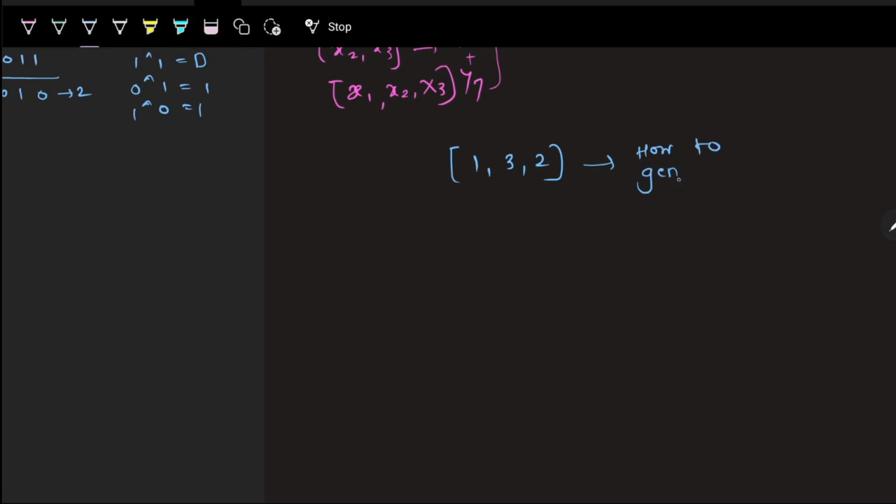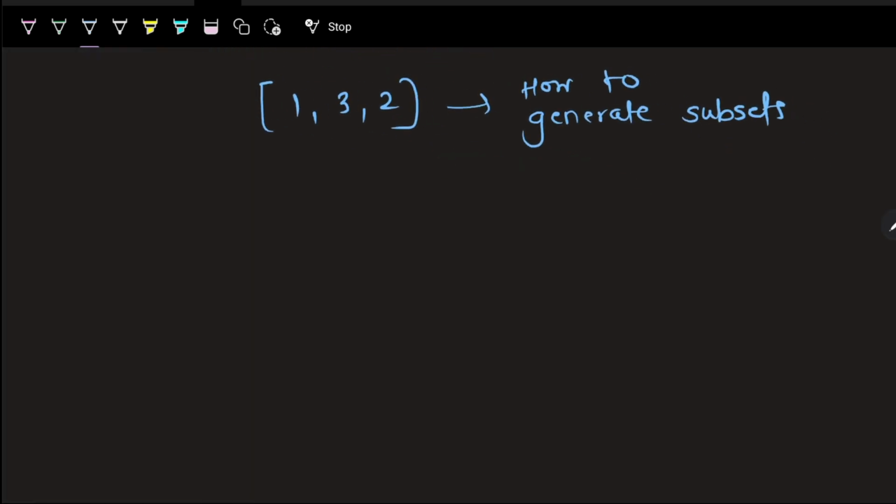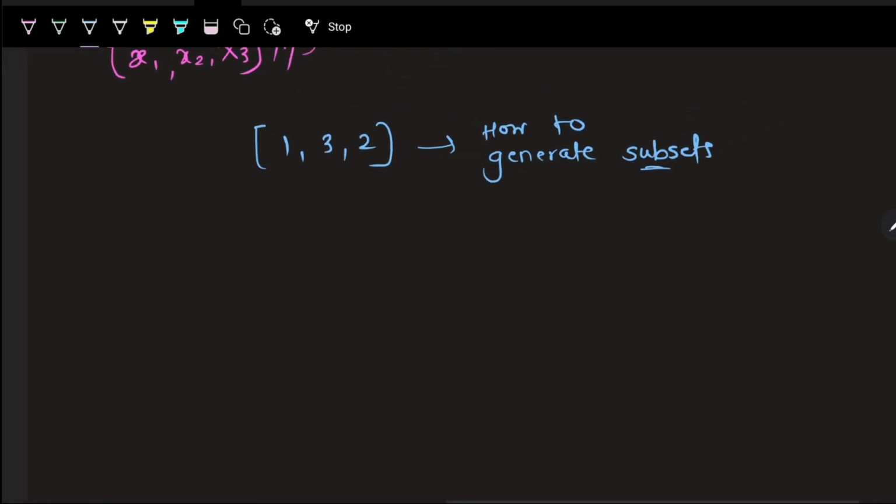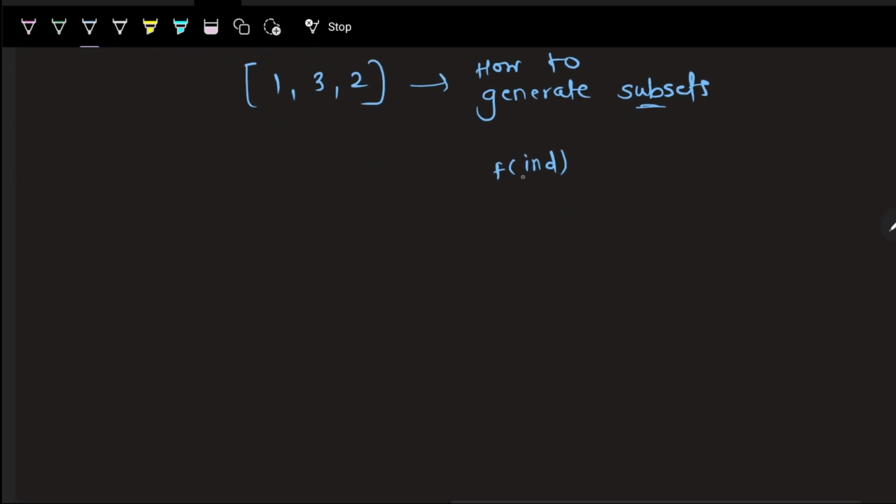How to generate subsets? Because to generate subsets we have two choices: take it, or not take it. So this is a standard recursion problem where we have two choices: take, non-take. If I am at any index in the function, I have two choices: either take it, so I will do some modification in the answer, or not take it, so I will go to the next index plus 1 and keep it as it is.